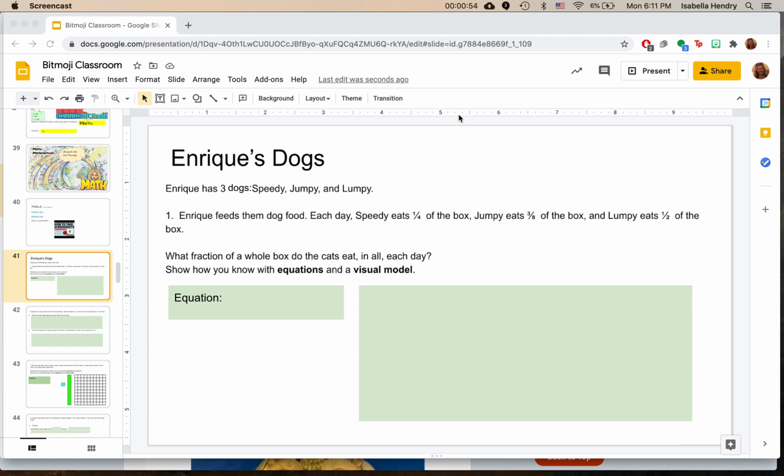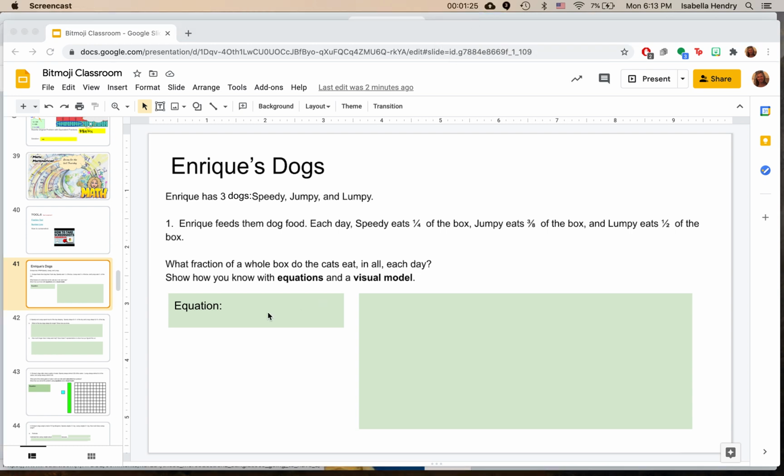So this first problem is called Enrique's dogs. Enrique has 3 dogs, Speedy, Jumpy, and Lumpy. Problem number 1. Enrique feeds them dog food. Each day, Speedy eats 1/4 of the box, Jumpy eats 3/8 of the box, and Lumpy eats 1/2 of the box. What fraction of a whole box do the dogs eat in all each day? Show how you know with equations and a visual model.